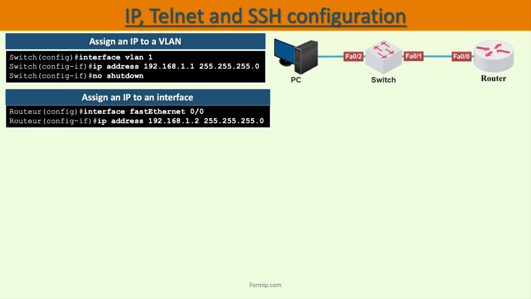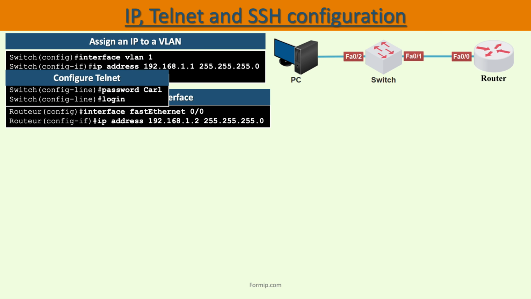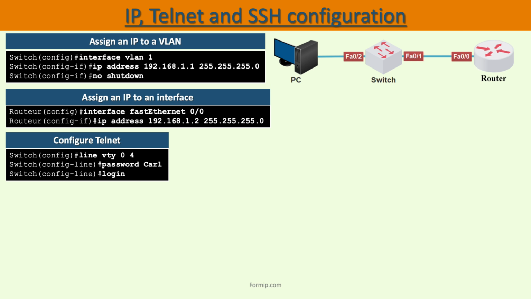A switch or router has virtual lines, which can be used for remote access. These are VTY lines. The line vty 0 4 command allows you to enter the configuration of the 5 VTY lines from 0 to 4, the 0 counting for a VTY line. That makes 5 in total. Then, as with the console port, you must use the password command to specify a password and end with the login command to activate it.